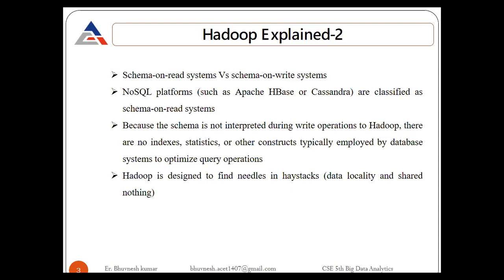We are using Hadoop, and that is done by your data locality and your shared nothing process. Hadoop works on data locality, shared nothing, schema on read, and no SQL concept is used. According to these concepts, Hadoop is designed to find a needle. A small amount of data should be analyzed and processed from a large volume. That is what Hadoop is used for.